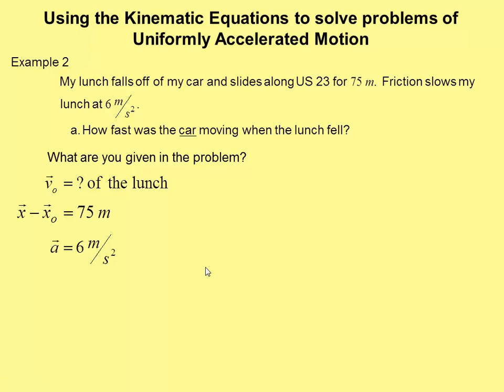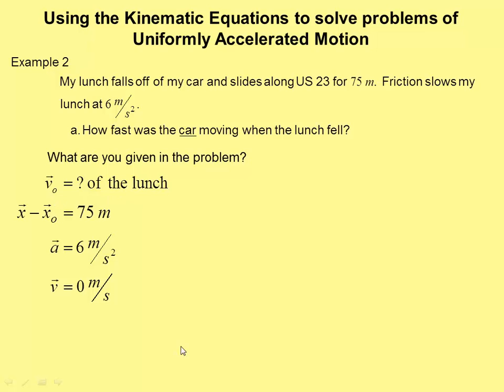Now, much as we had a little problem in the first problem, we have one here. We only have 2 givens, and we need 3. So let's think about what we could read into the problem. Now, if friction is slowing the lunch, eventually what's going to happen to it? It's going to stop. So the thing we can read in, the final velocity is 0 meters per second. So we know these 3 things.